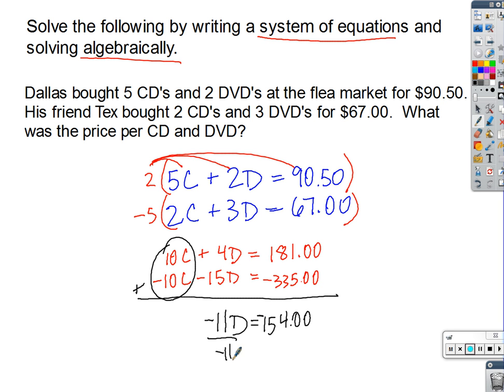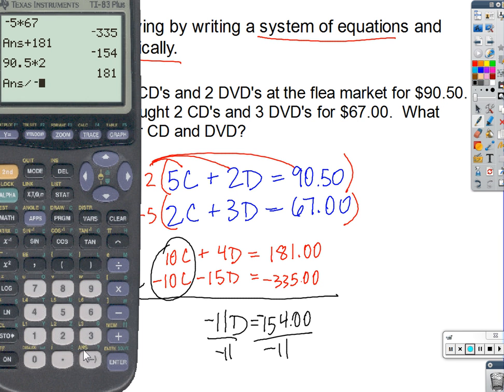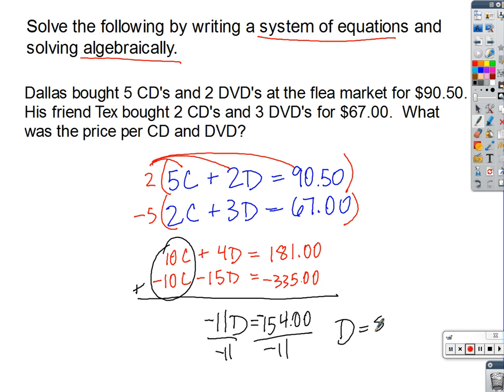Divide by negative 11. Divide by negative 11. Okay, so negative 154 divided by negative 11, and I find out that the DVD cost $14.